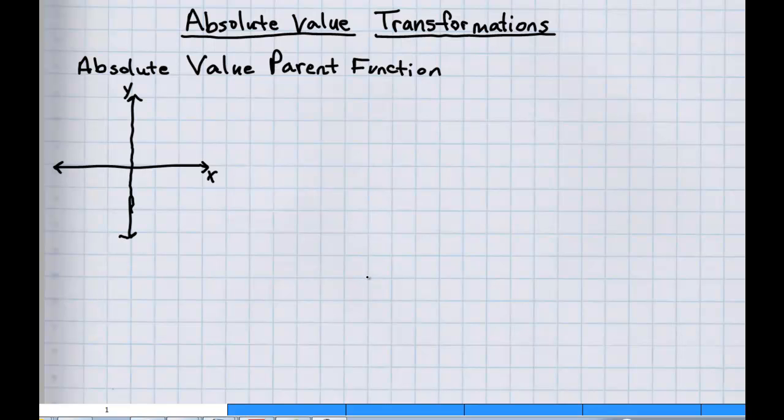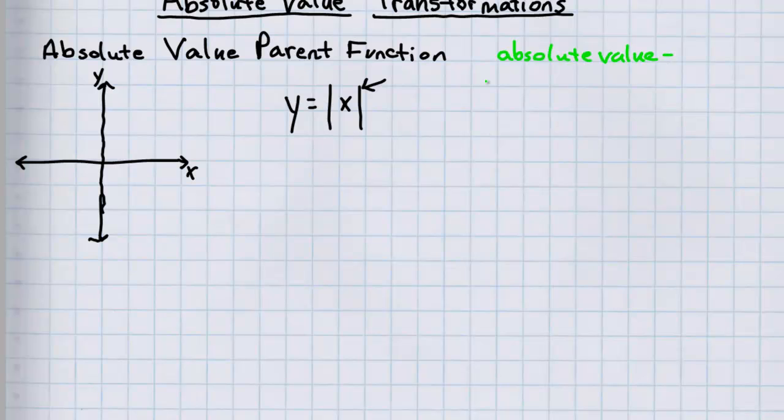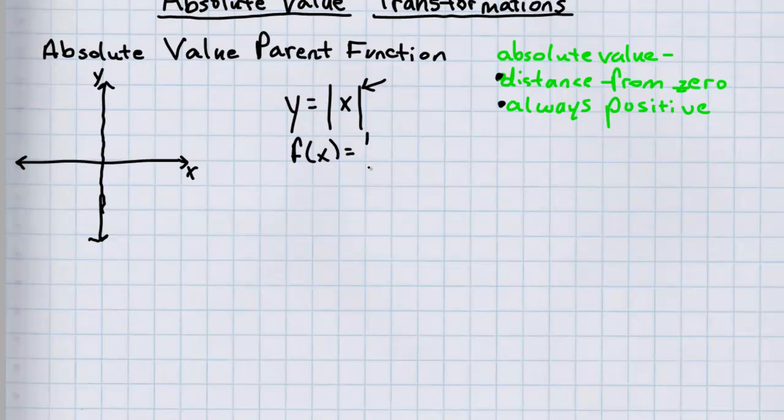We begin our unit with absolute value transformations. Let's first take a look at the absolute value parent function. The absolute value parent function is y equals the absolute value of x. These little symbols right here, these bars, indicate absolute value. Remember, absolute value is the distance away from 0, and it is positive. We also write the absolute value parent function as f of x equals the absolute value of x.